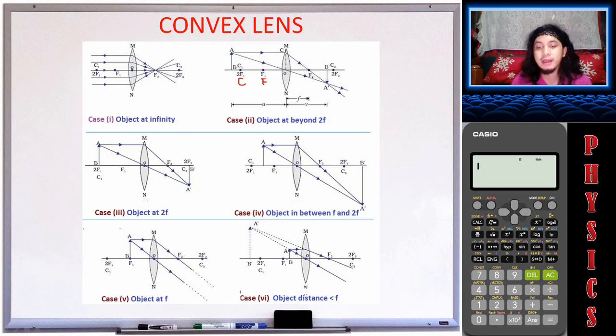And last, we have the object at distance less than f. Kapag sobrang lapit mo naman nilagay yung lens, ano mangyayari? Wala ka rin makikita actually. Pero according to the principle, nagkakameron pa rin daw ng intersection of light rays. Kaya nga lang, hindi na dun sa kabilang side.